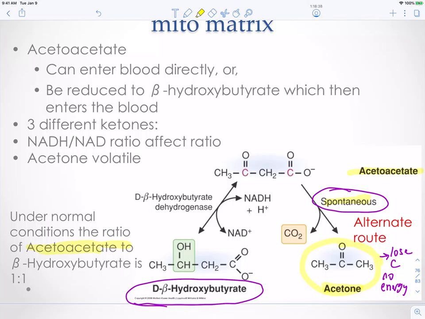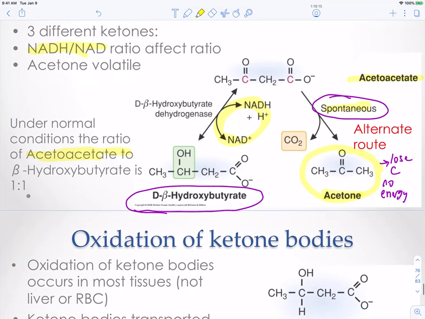These are all three different ketone bodies, and the NADH-NAD ratio will impact how much acetoacetate versus beta hydroxybutyrate is present. When you have more NAD, you're going to push it towards acetoacetate. When you have more NADH, you're going to push it towards beta hydroxybutyrate. So when you have plenty of energy, you're going to go more towards your beta hydroxybutyrate. And when you have your NAD plus pool available, it'll go towards acetoacetate.